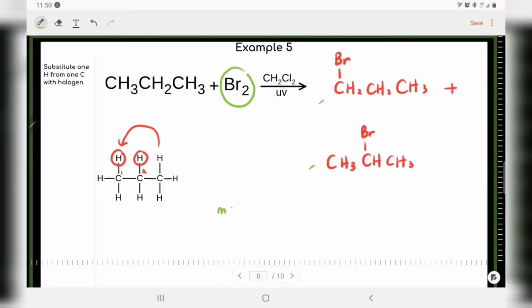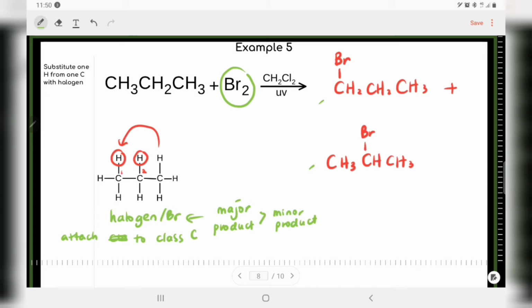So, itu kita panggil sebagai major product. Maksudnya, produk yang lebih banyak dihasilkan compared to minor product. Macam mana nak tentukan major product? Kita tengok halogen ataupun Br attach dekat carbon kelas apa? Okay, class of attach to class of carbon apa?